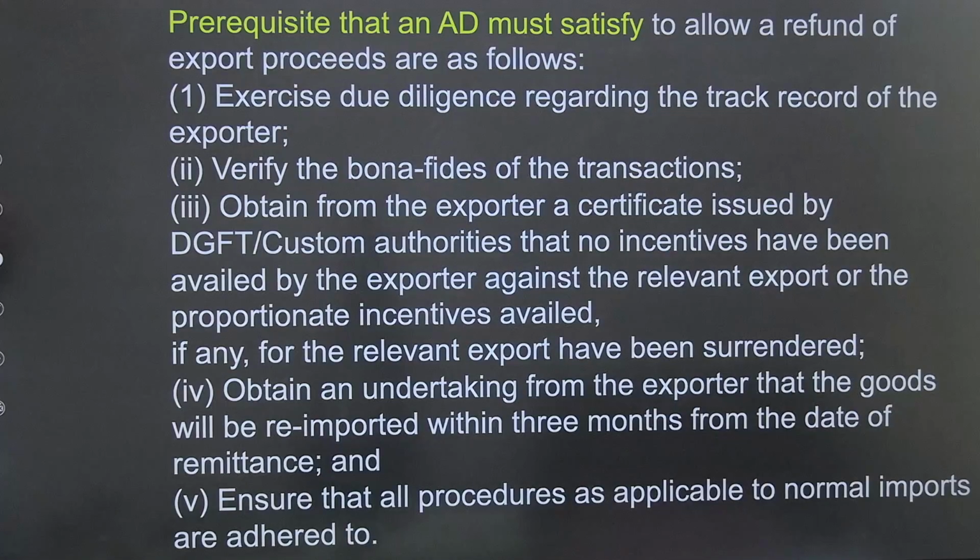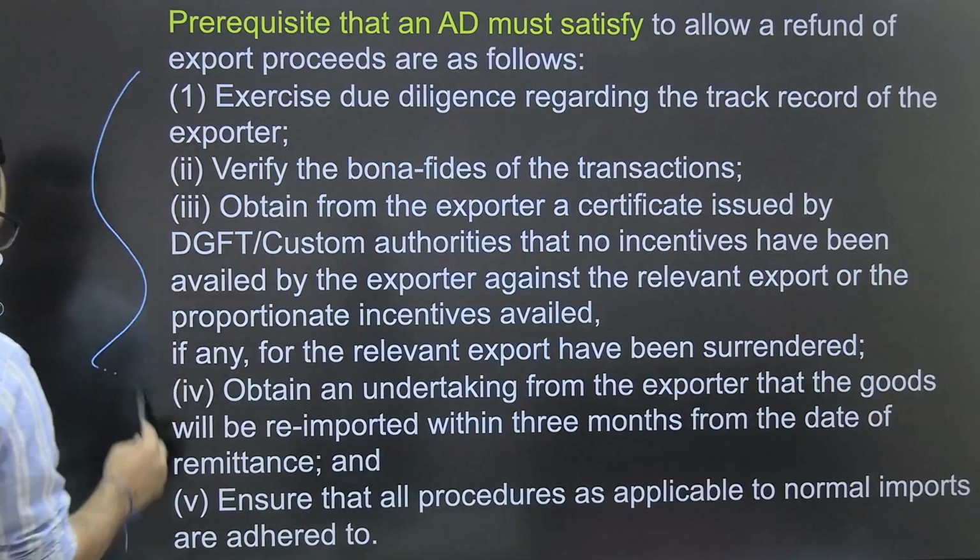First one is exercise due diligence regarding the track record of the exporters, and verify the bona fides of the transactions. Bona fide of transaction means we are using that money for the right purpose, or as per the trade regulation. Obtain from the exporter a certificate issued by DGFT or customs authorities that no incentive has been availed by the exporters against the relevant export, or if any has been availed, it has been surrendered. Obtain an undertaking from the exporter that the goods will be re-imported within 3 months from the date of remittance. Ensure that all procedures applicable to normal import are adhered to, right? So these are the major prerequisites which are generally required.